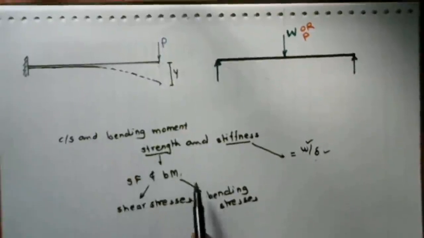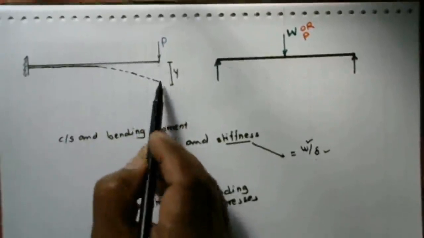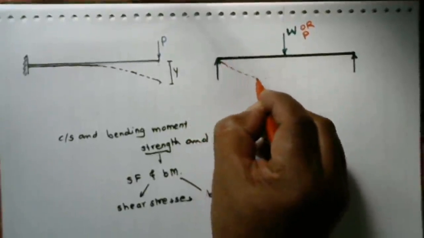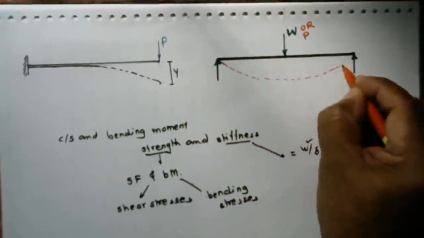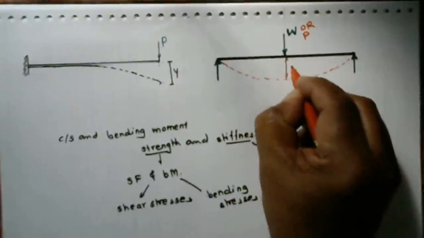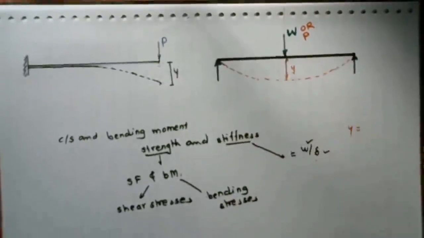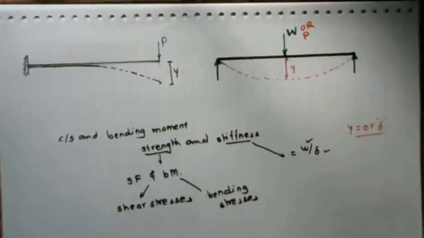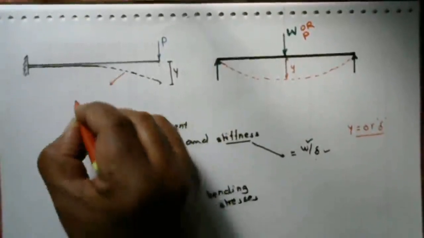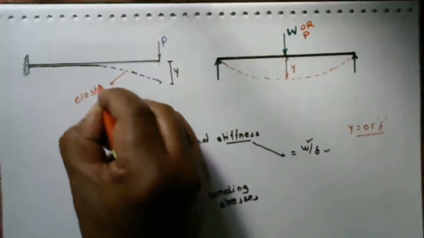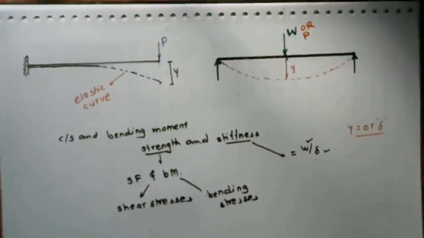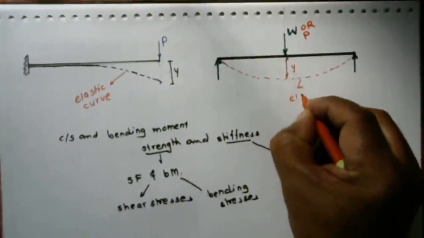If we consider a simply supported beam, the beam is deflected from its original position by a distance y, or we may denote the deflection by delta also. So y and delta are the notations for the deflection, and this deflection curve is known as the elastic curve. When the neutral axis is deflected from its position, this is known as the elastic curve.